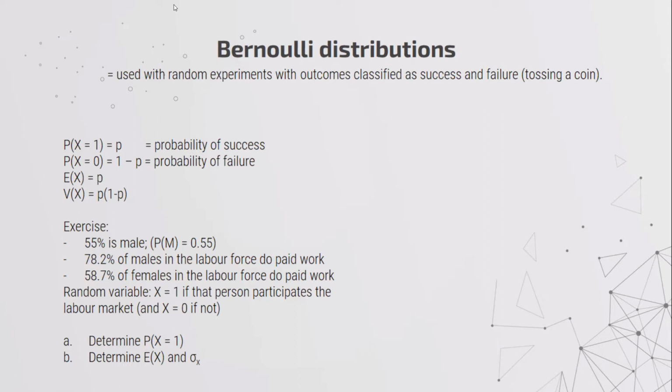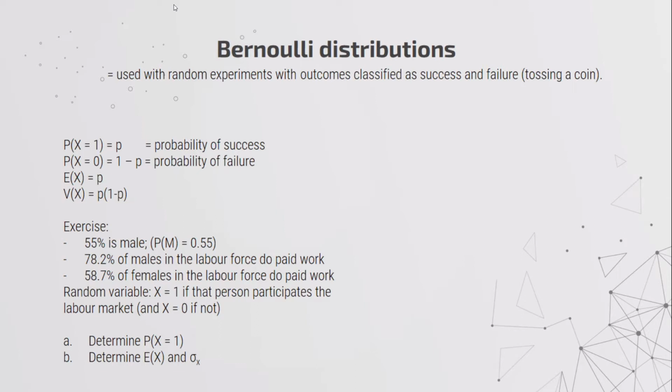If we have an experiment and we know that 55% of our population is male, and we're going to denote male by capital M. Then we're given that 78.2% of males in our population in the labor force do paid work. Then we know the percentage of females that do the same paid work. And we have to calculate the probability of X being equal to 1, where 1 means that the person is doing paid work, and X equal to 0 means that they don't.